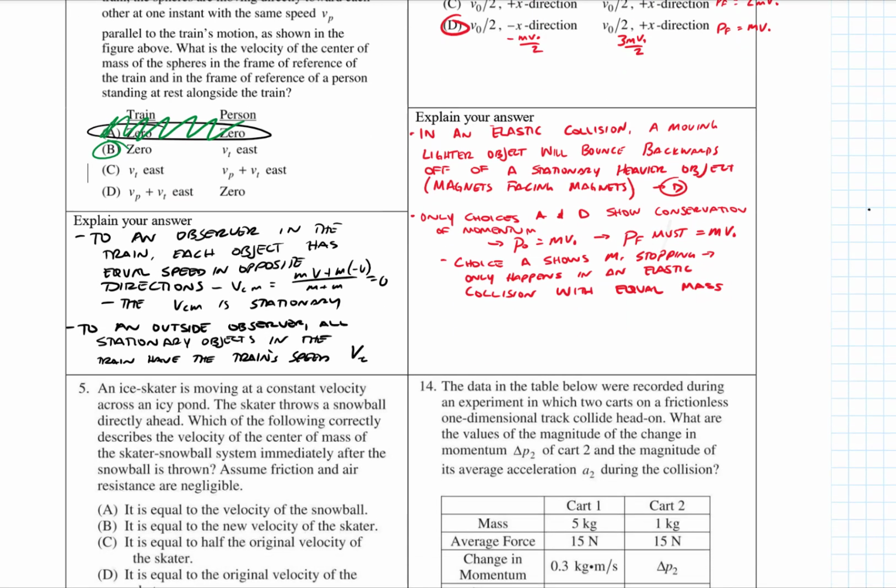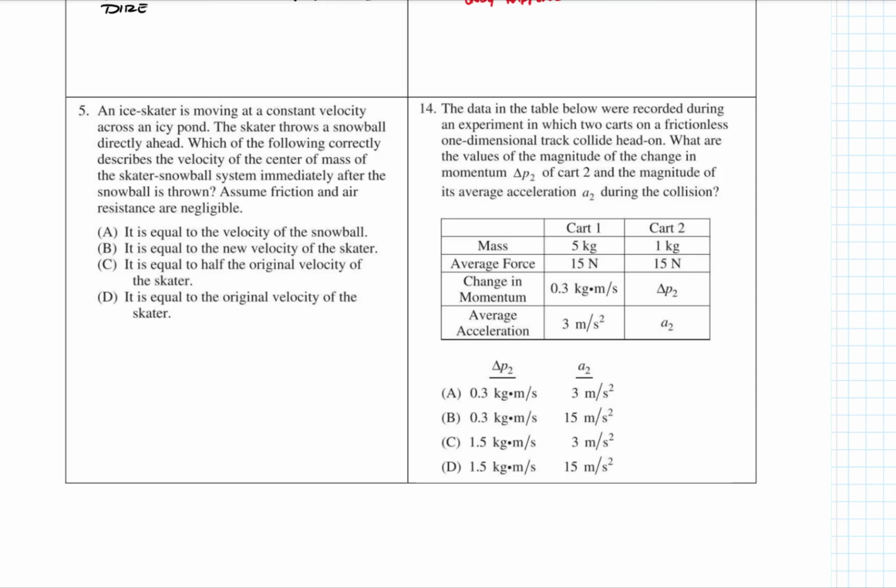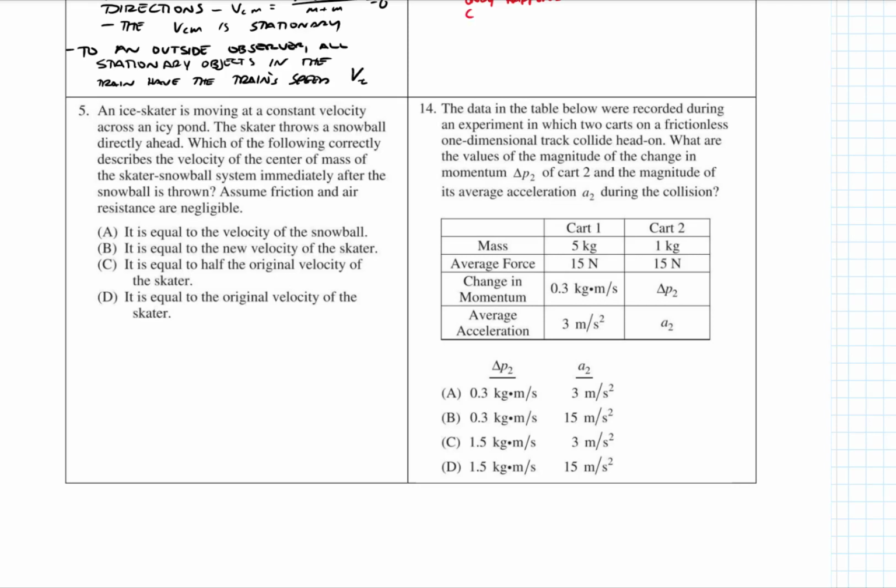Now, let's move on to this ice skater moving at a constant velocity. All right, so an ice skater moves at constant velocity across a pond. The skater throws a snowball directly ahead. Which of the following describes the velocity of the center of mass?